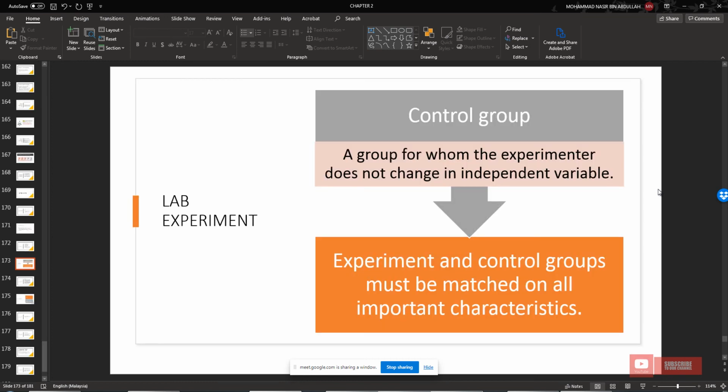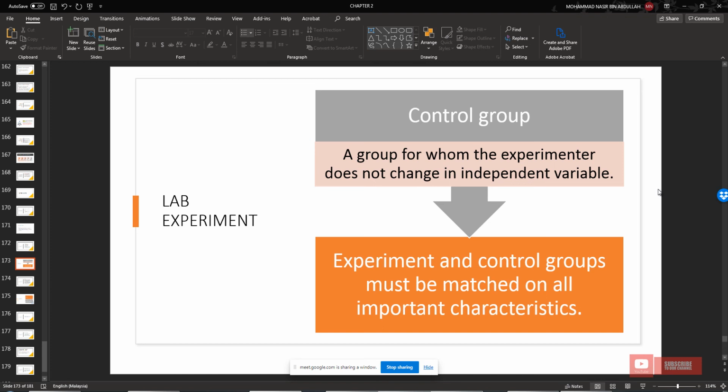So in a lab experiment, we should have a control group, right? Control group means a group in which the experimenter does not change the independent variable, right? The experiment group and control group must be matched on all important characteristics.